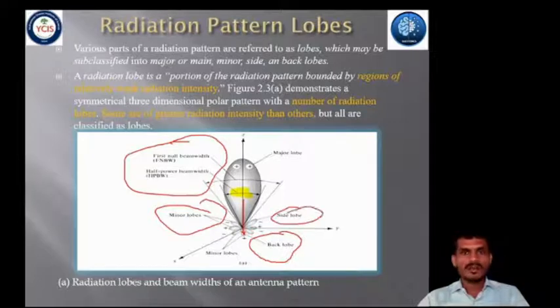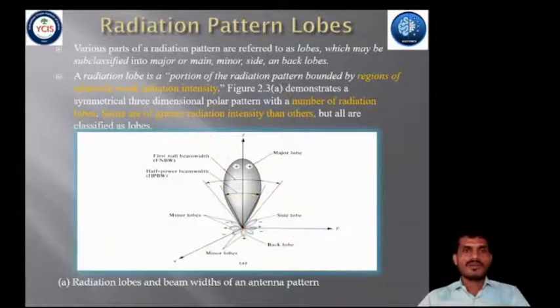Side lobes, and also these are minor lobes, and these are the back lobes. These plus and minus symbols show the zero crossing of that particular electromagnetic signal. So this is all about the lobes.